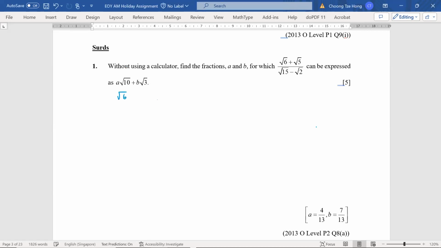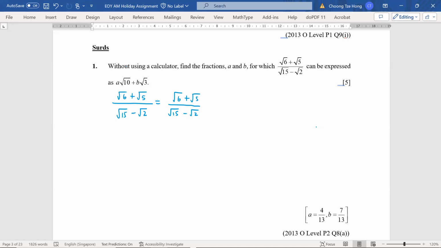Okay, so the surd that we are given is square root 6 plus square root 5 over square root 15 minus square root 2. When dealing with a surds question, the first thing you must ask yourself is, can any of these surds be simplified? You should be able to tell that none of them can be simplified. So for surds, you just need to pay attention to two things: simplifying surds, and the second one is to rationalize the surd. Since there are no surds that we can simplify over here, what we need to do to simplify this expression is to rationalize it.